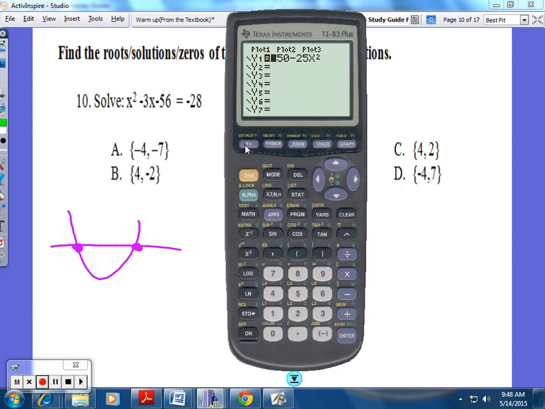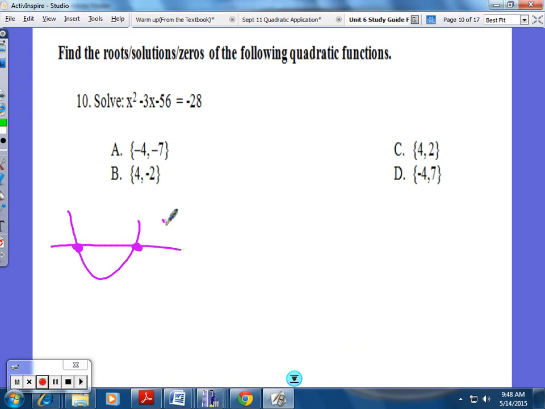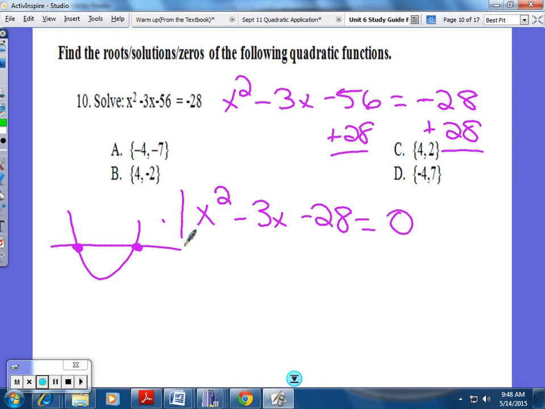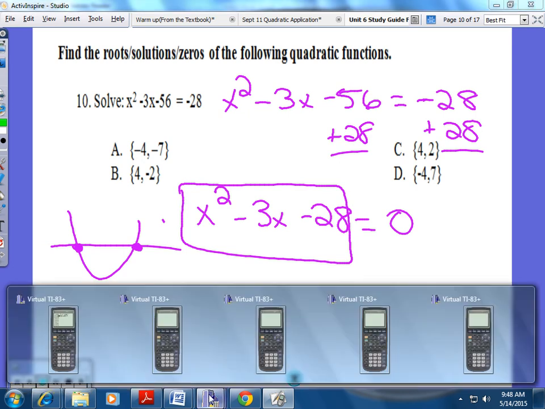Now we have to get 0 on one side before we can do that though. So we've got x squared minus 3x minus 56 equals negative 28. The opposite of minus 28 is plus 28. So we add 28 to both sides, and we get a new equation of x squared minus 3x minus 28 equals 0. Okay, and then this is what I put into the calculator to find our roots.